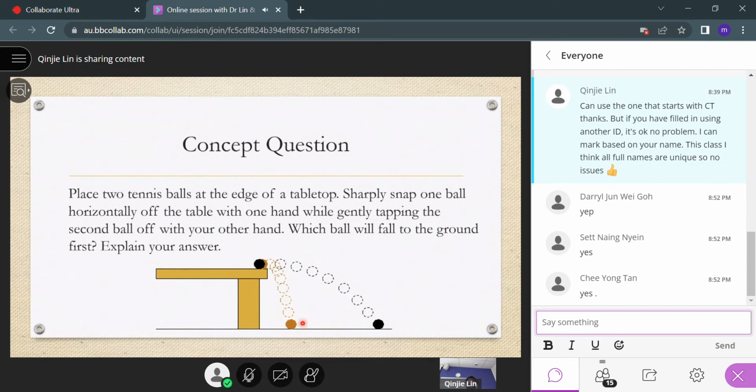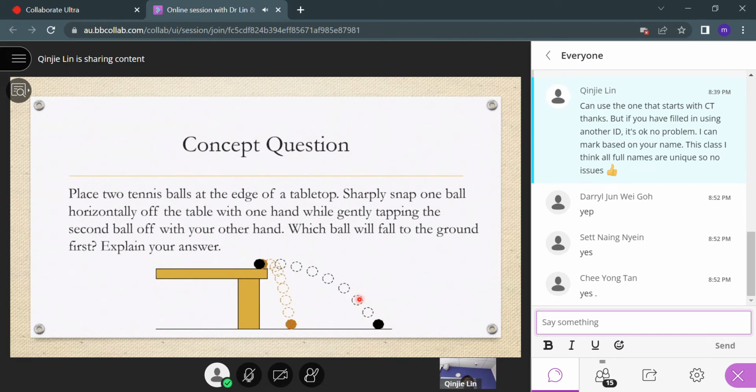Okay, who thinks this one will reach the ground first? Who thinks this one will reach the ground first? Who thinks same time? Okay, good. One student thinks same time. So the answer is same time. Correct. Same time. Why?